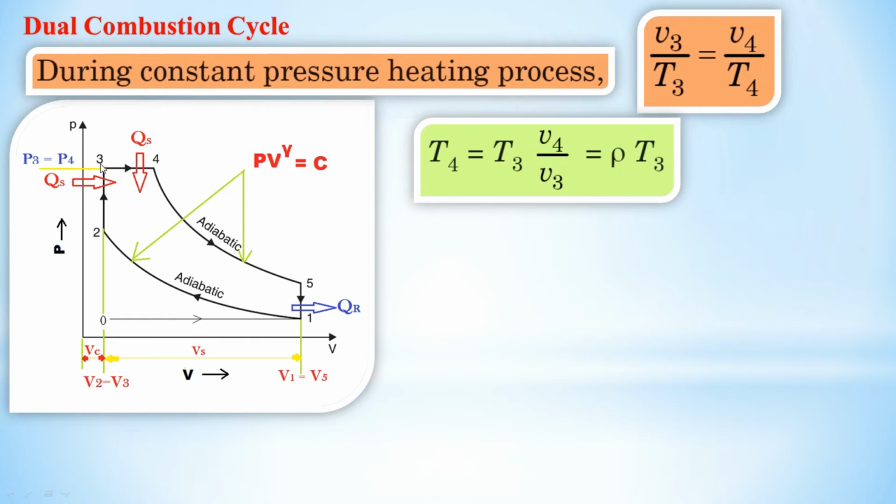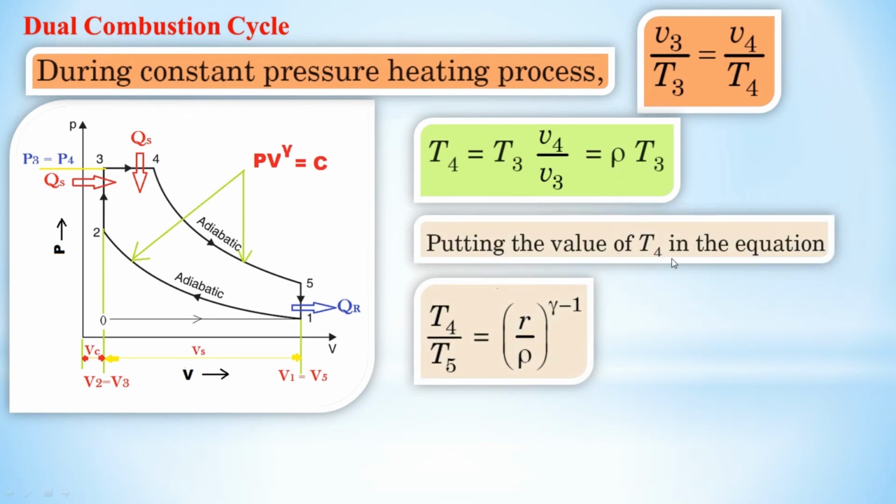But we know what the cutoff ratio is. It is the ratio of V4 by V3, the ratio of volume at cutoff divided by clearance volume. Here you can see that clearance volume equal to V2 equal to V3. So V4 by V3 equal to rho. It is called the cutoff ratio.